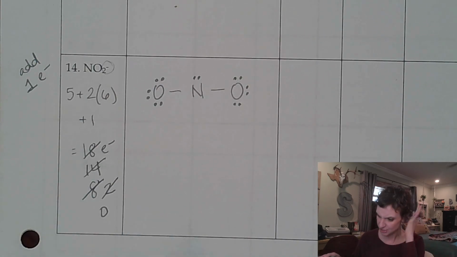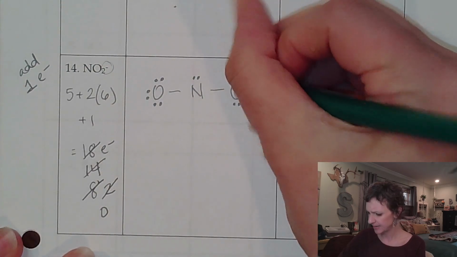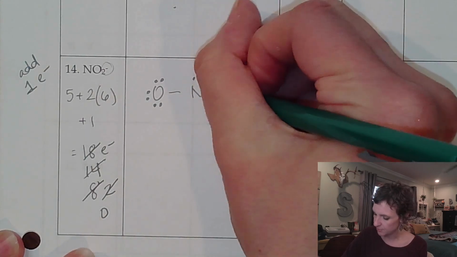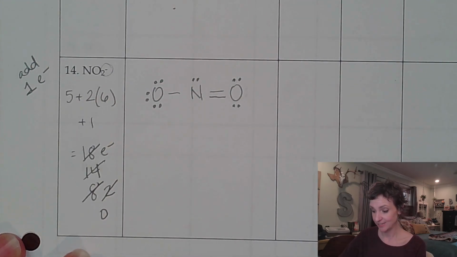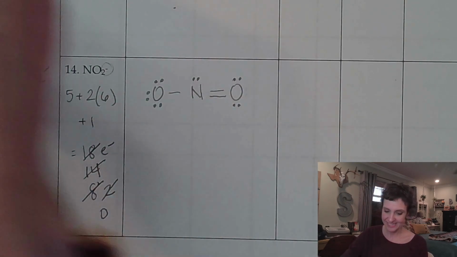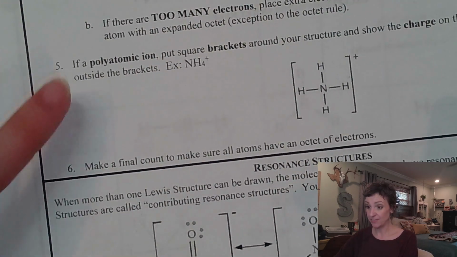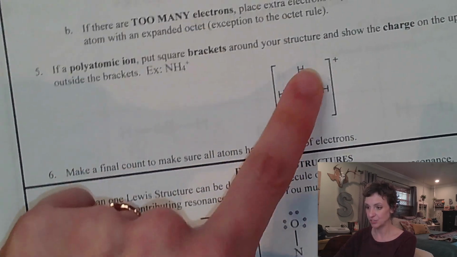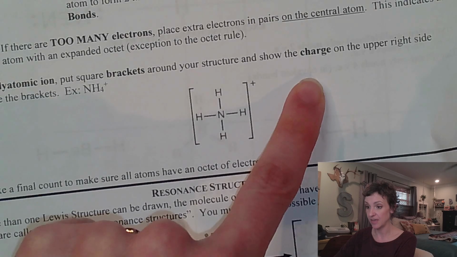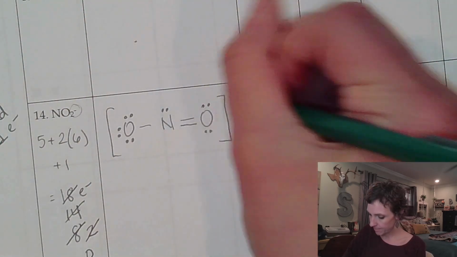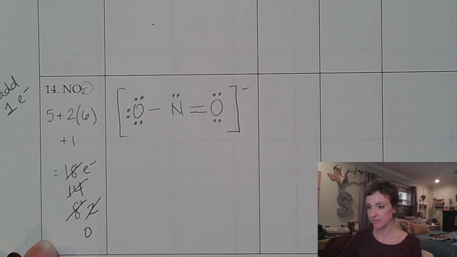So let's pick one oxygen to start off with. Let's pick this oxygen over here. Say, no, ma'am, that lone pair is not for you anymore. It is shared. Okay, so that's one resonance structure. But there was a rule that said if you are dealing with a polyatomic ion, you must put brackets around your structure and show the charge on the upper right side of your brackets. So that means I've got to bracket this up and put that -1 charge on the outside, okay?